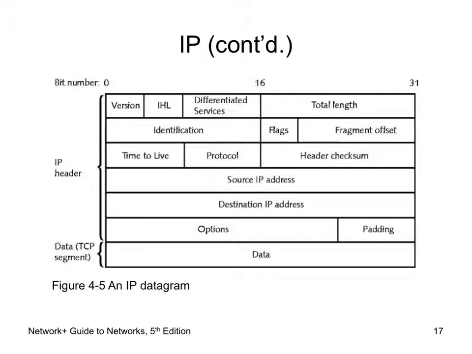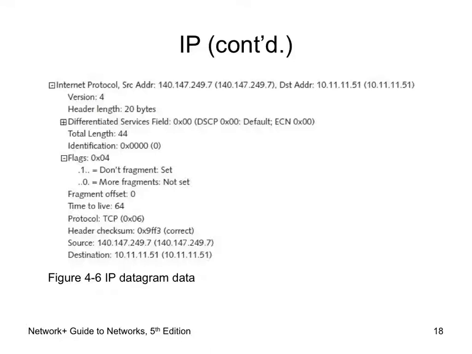Protocol would be like HTTP, HTTPS as an example, FTP protocol, just to name a few. Maybe SMTP for sending mail, POP protocol for receiving mail, source IP address, destination IP address, options, padding, and then the data. This is just flipping it into a text version. The only thing I'll mention on this one is the source IP and the destination IP.